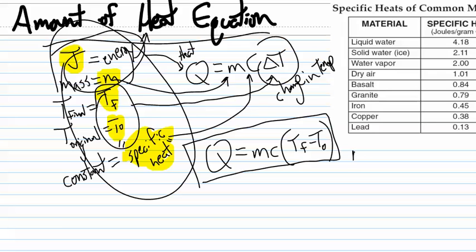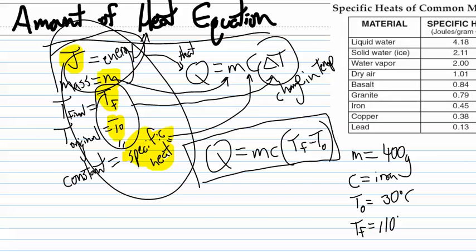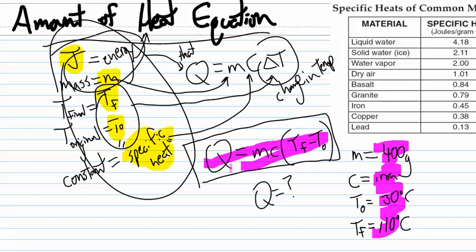So let's just say that you've got a mass of, I don't know, 400 grams, and we're talking about a material, let's say iron, and let's say it has an original temperature of 30 degrees Celsius, and we want to heat it up to a final temperature of 110 degrees Celsius. So how much heat would it take to do that? All we've got to do is take these numbers and fill them into this equation and then solve it for Q. Pretty easy stuff.